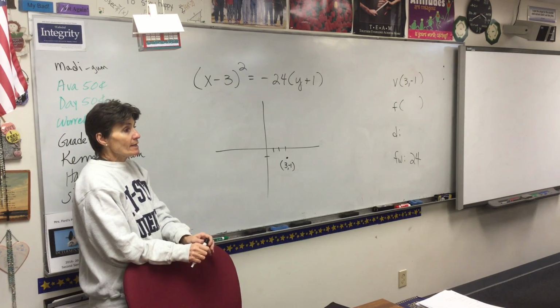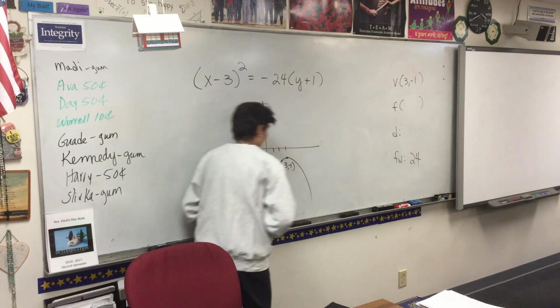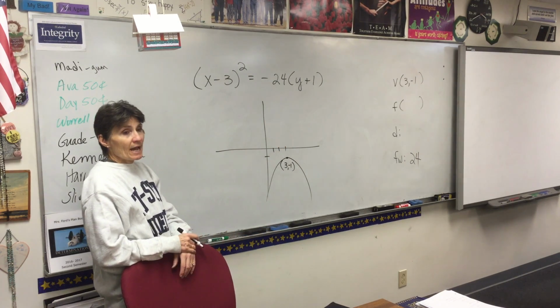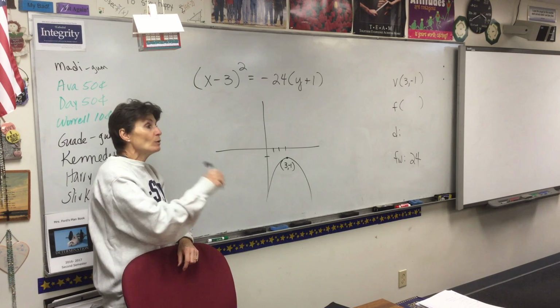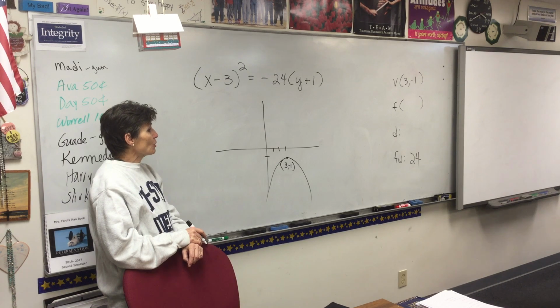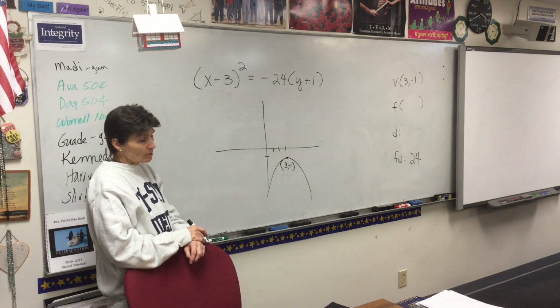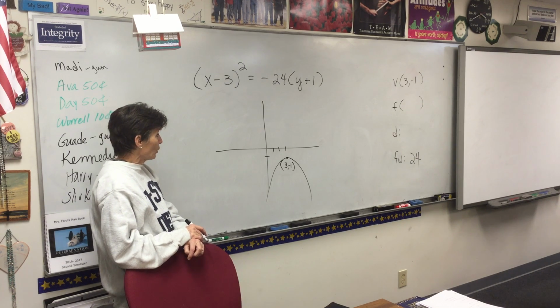Which way does it open? Down. This is a down. And we know it's down, Zion. How did you know it was down? Okay, but some negatives are left. How did you know this one was down? X squared. When it's x squared and negative, it goes down. Absolutely right, Zion. Good work.